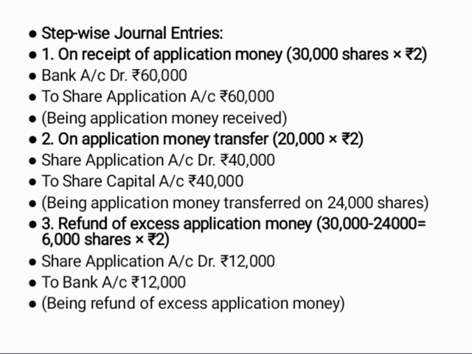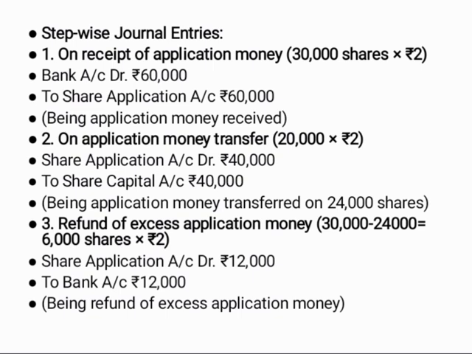Then I have to transfer the application money to share capital, but it is only authorized for 20,000. So share application account debit to share capital will be transferred only for 20,000 shares into 2. So there is an oversubscription of 10,000 shares, which either can be refunded or can be adjusted in the allotment stage. The director has to take the decision of this. Here the director has decided that the application money for 4,000 shares has to be transferred to the allotment. The rest of the 6,000 shares' application money has to be returned to the investors.